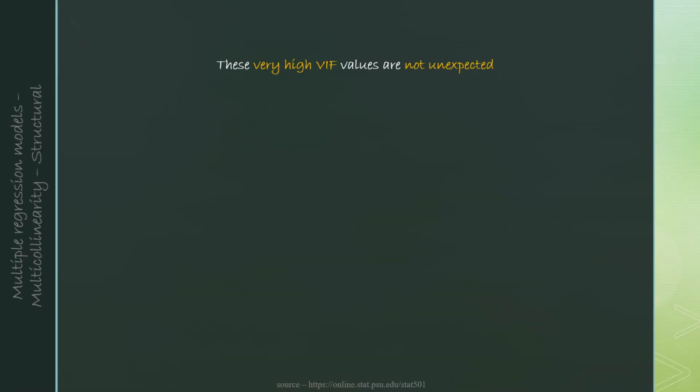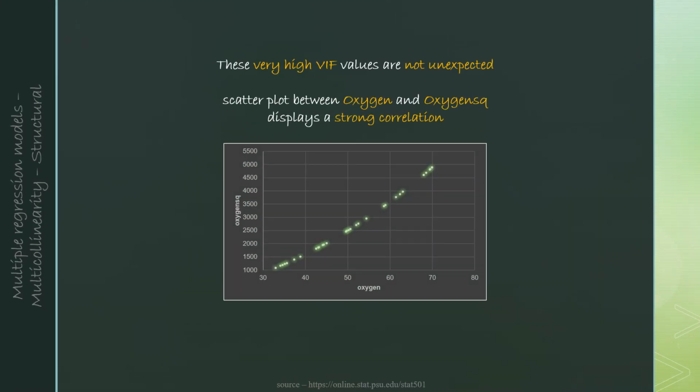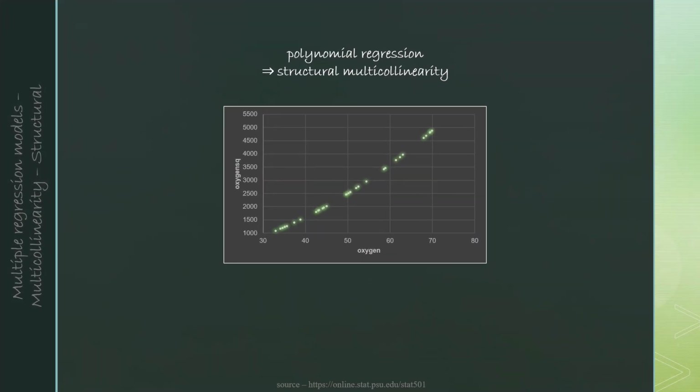These very high VIF values are not unexpected. The scatter plot between oxygen and oxygen SQ displays a strong correlation. Pearson's correlation coefficient equals 0.995, so high is the correlation. Therefore, by resorting to polynomial regression, we have introduced structural multicollinearity.